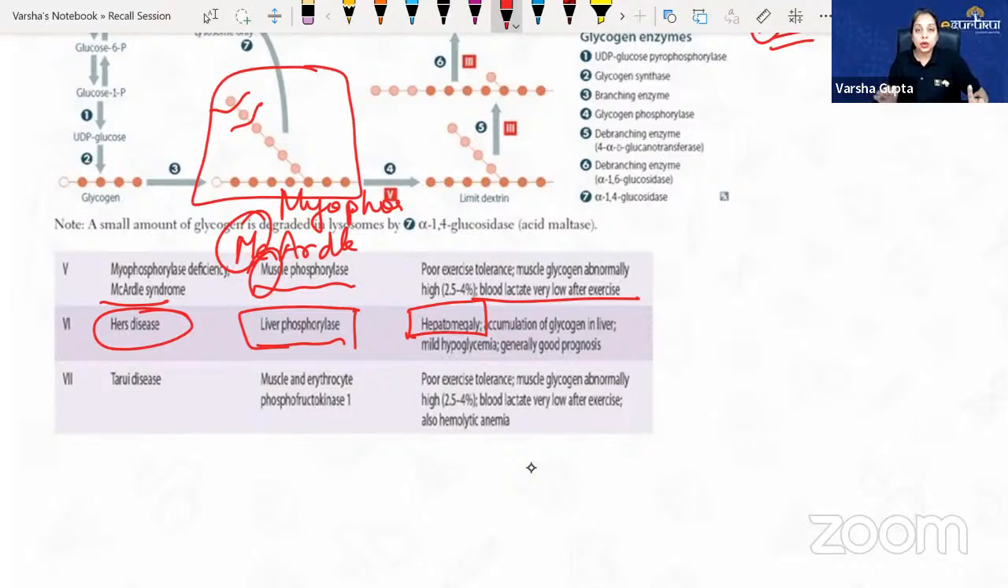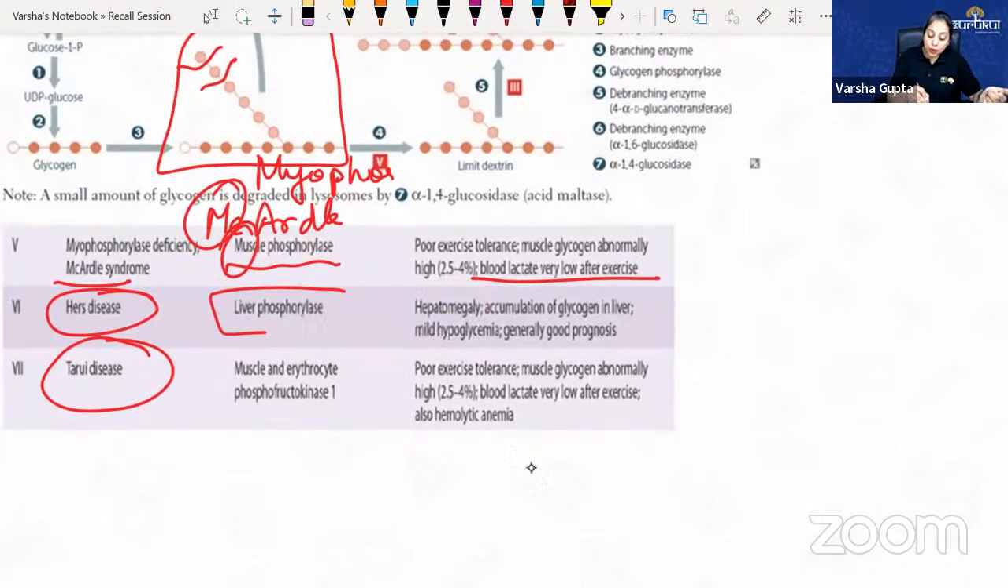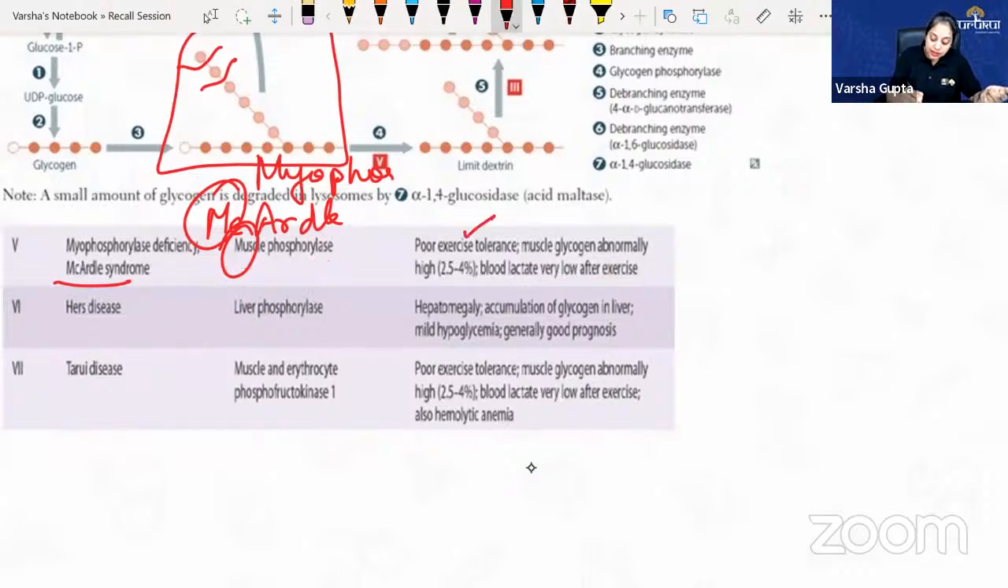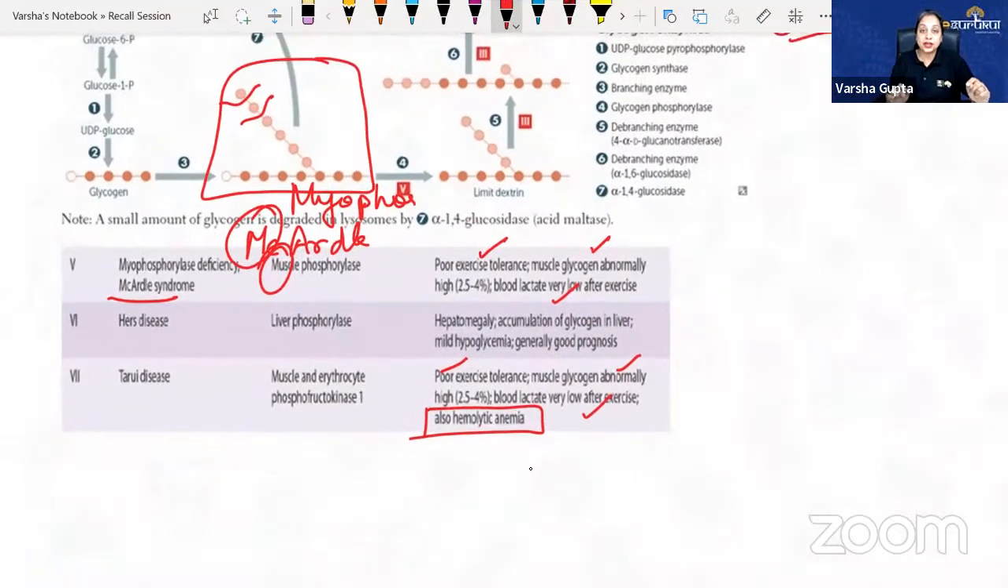But the question arises, the question was very tricky once, and a student was asking me, ma'am, what is the difference between McArdle and Tarui disease? How are we going to make the difference? Because in both cases there is poor exercise tolerance, right? Muscle glycogen is abnormally high in both cases. Blood lactate is low after exercise. Only one difference is there, that is hemolytic anemia is there in Tarui disease.